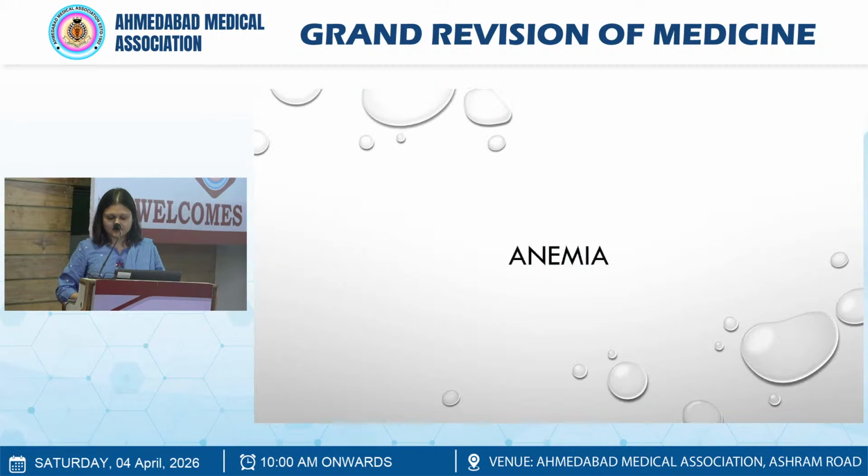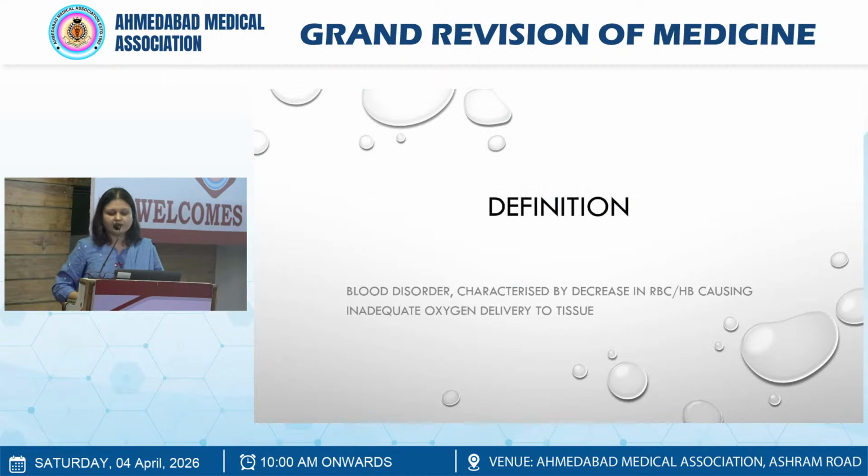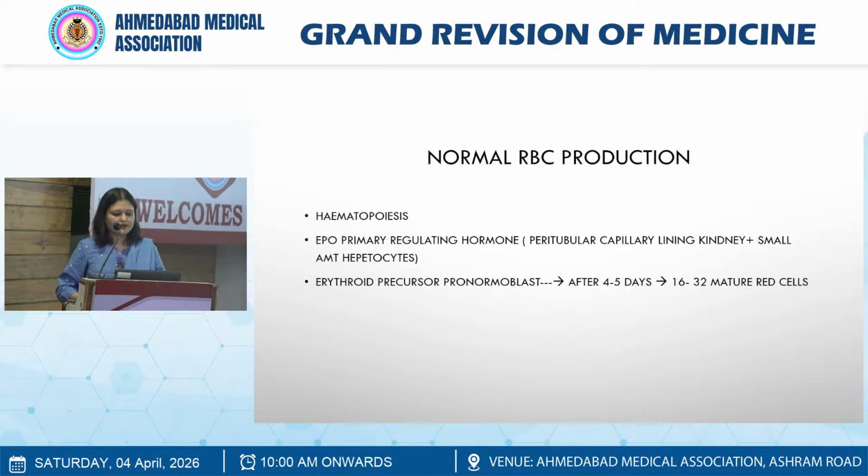Now let's see anemia. What is anemia? Anemia is a blood disorder characterized by the decrease in RBC mass or hemoglobin causing inadequate oxygen delivery to the tissue. So normal RBC production, let's see about it. What is hematopoiesis? It is a process by which RBC formation takes place.